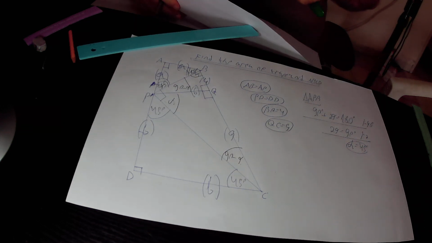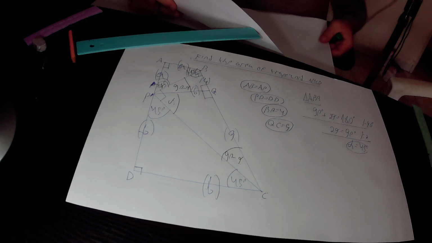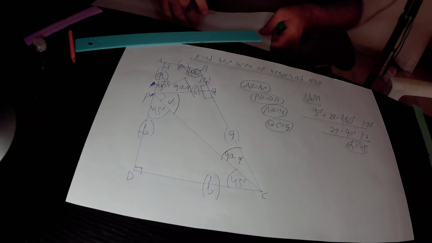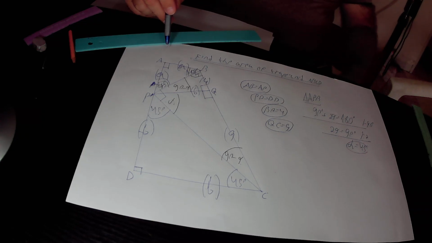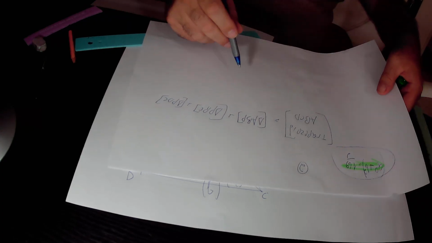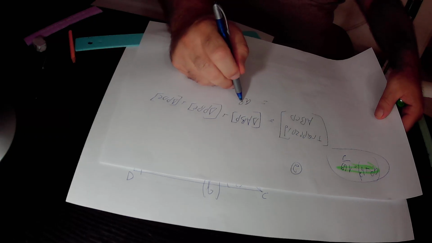So what is the area of this right triangle ABP? The area of any triangle equals the base times the height over 2. That is to say, it is AB times AP over 2. AB is A, AP is A, so it is A times A over 2. A times A is A squared over 2. So the area of this triangle ABP is equal to A squared over 2.